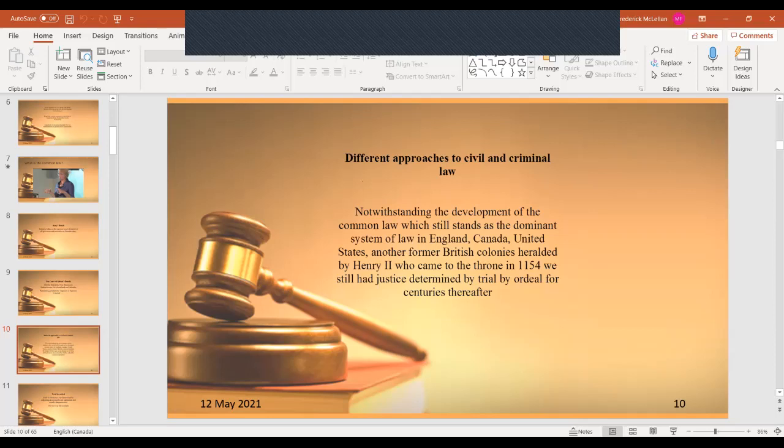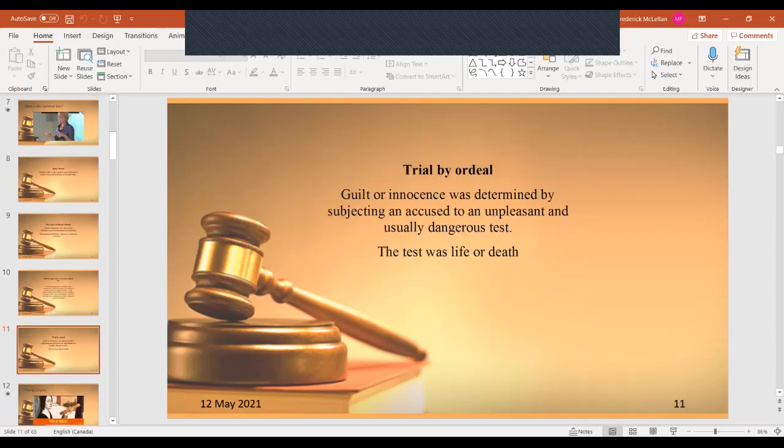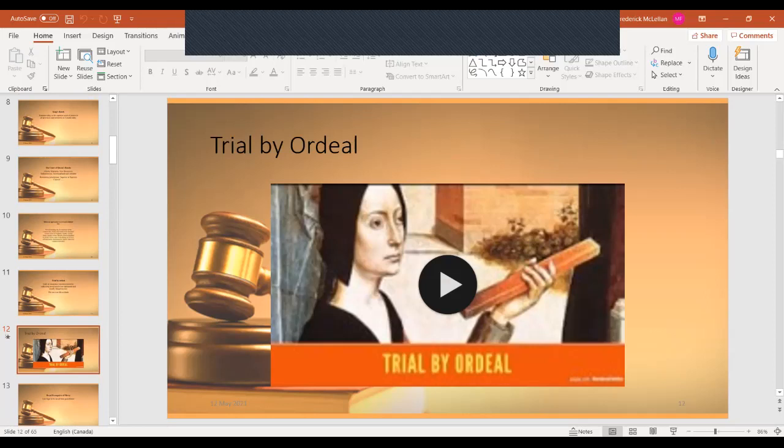And trials by ordeal are amazing things that took place, where the guilt or innocence of a person was determined by subjecting the accused to an unpleasant and usually almost fatal test. The test was life or death: if they survived the trial by ordeal, they lived, and if they didn't survive, they were put to death because they were seen as having been found by God to be unworthy of living. So here is a relatively short video on the trial by ordeal.